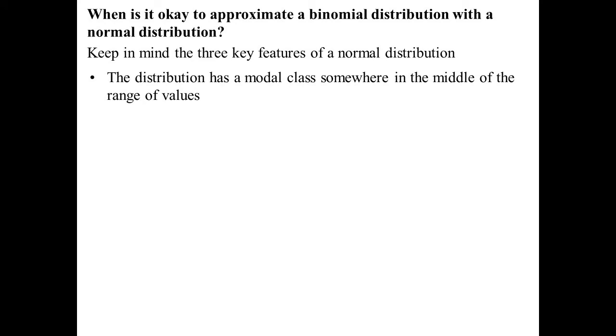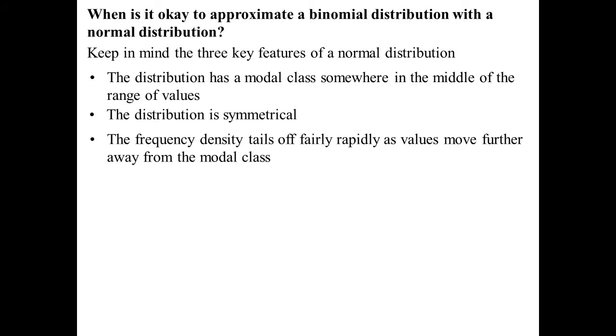So when is it okay to do this? When are we allowed to approximate the binomial distribution with a normal distribution? It's those 3 key features of a normal distribution that we're looking for. The mode needs to be somewhere in the middle of the values. It needs to be symmetric. And the frequency density must tail off pretty rapidly as we go away from the mode.